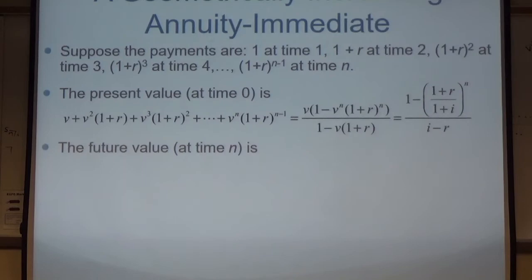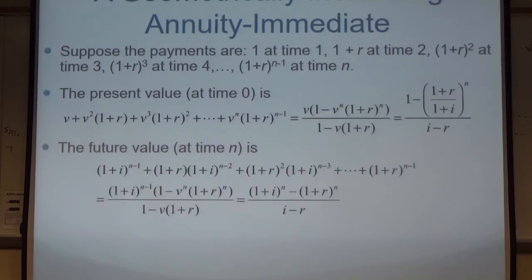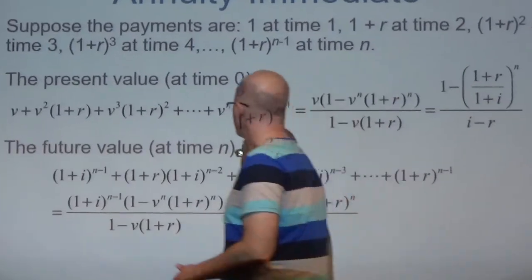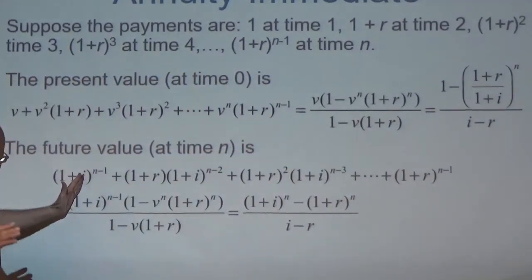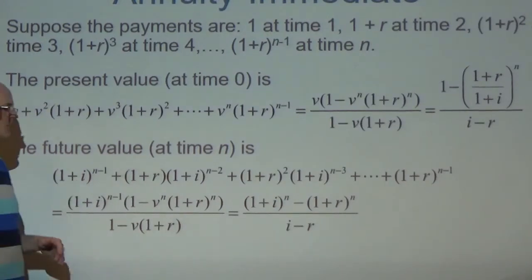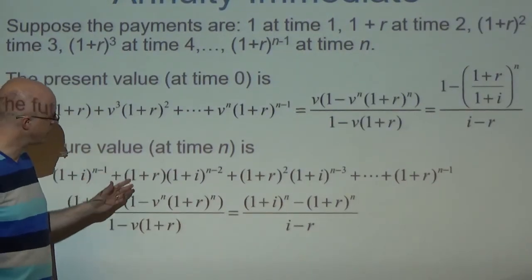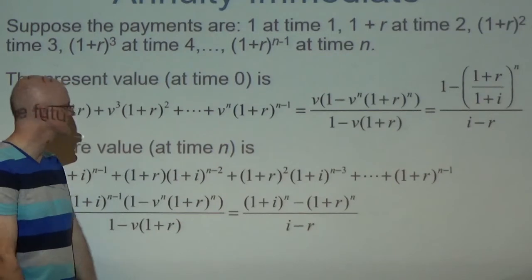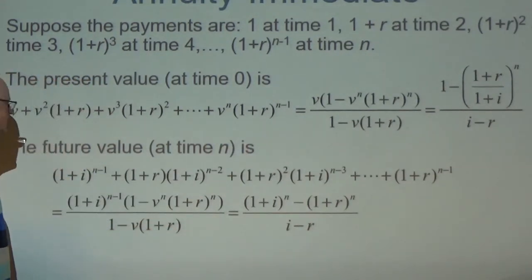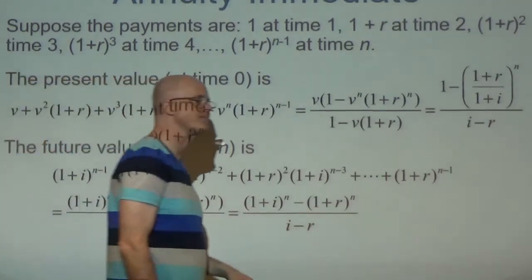What is the future value at time n? Once again, you can draw a timeline. You can push the first payment of 1 forward by n minus 1 periods to get this future value for that first payment. Push the second payment of 1 plus r forward by n minus 2 periods to get this for the future value, etc. This is, again, a finite geometric series. It simplifies to this thing.